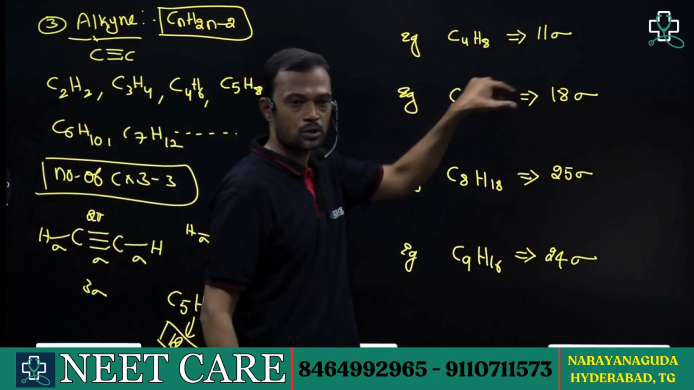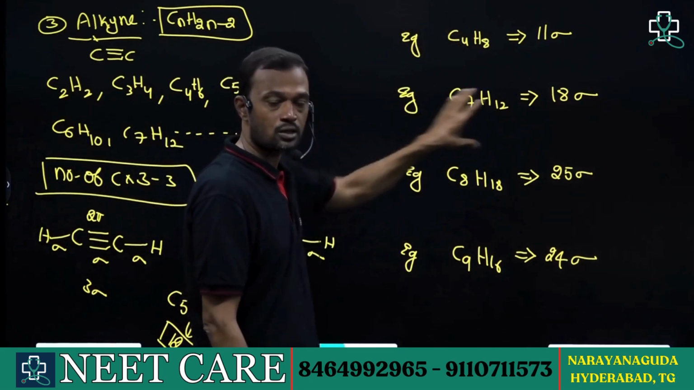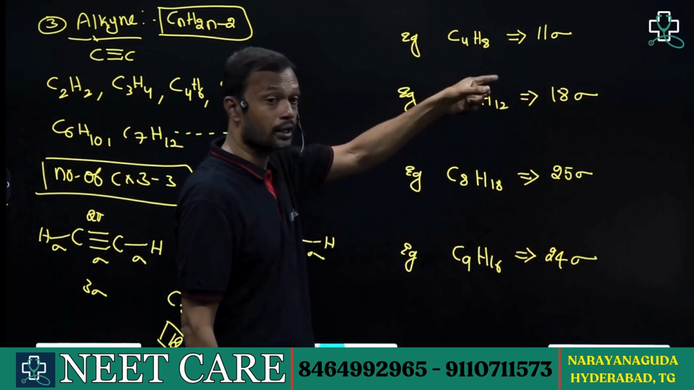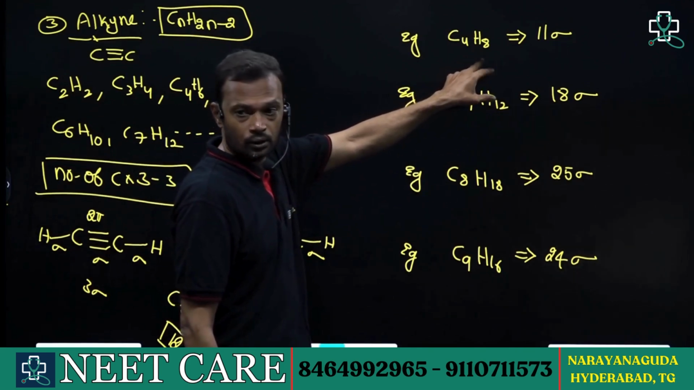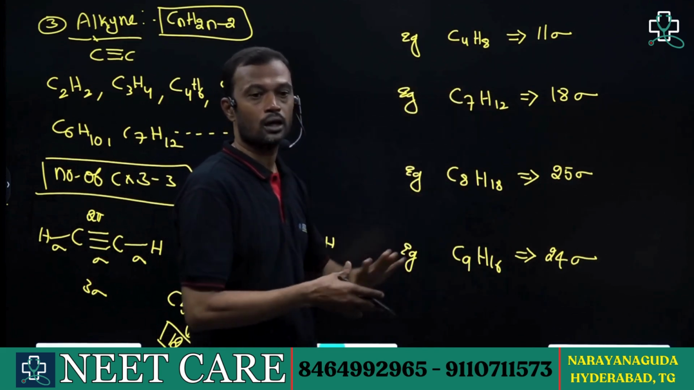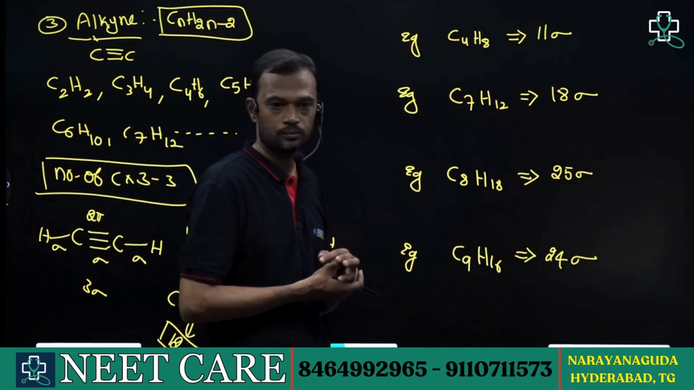Find the number of sigma bonds involved in this alkane. Like that they will mention alkane and they will give a formula. And they will ask which among the following is an alkane? Which among the following is an alkene? Like that they will ask. Clear?